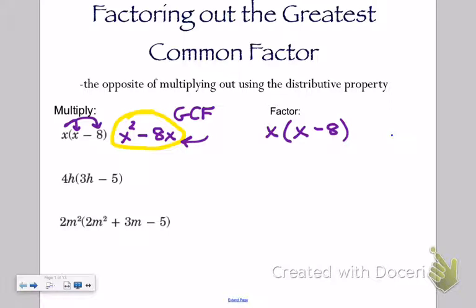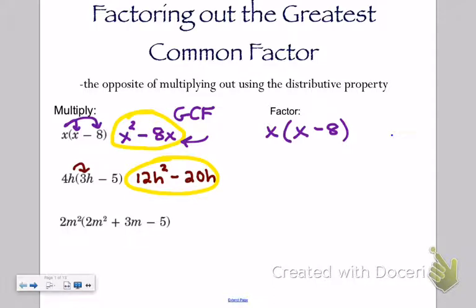If we look at the second example, we have 4h times 3h minus 5. So if I go ahead and distribute that, I get 12h squared. And then 4h times negative 5 is negative 20h. So once again, we're going to go back and we're going to factor what we just multiplied out. So 12h squared and negative 20h.